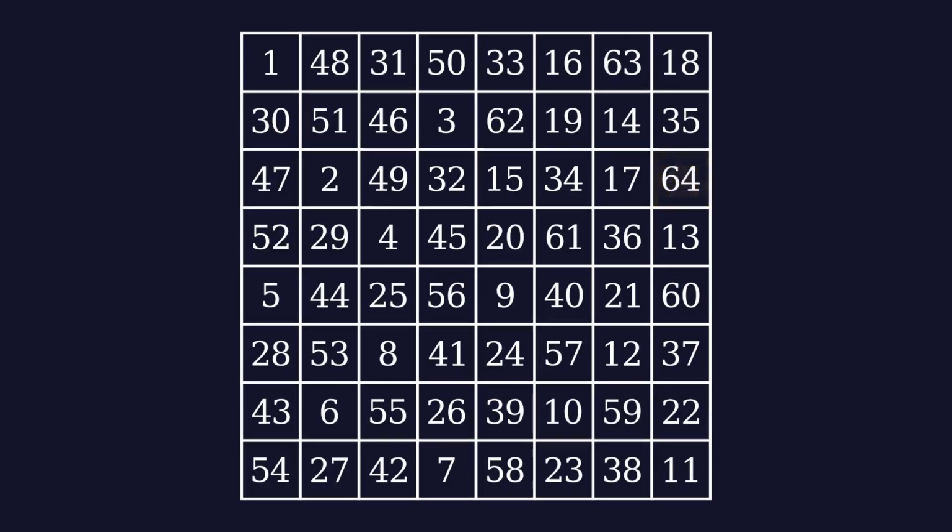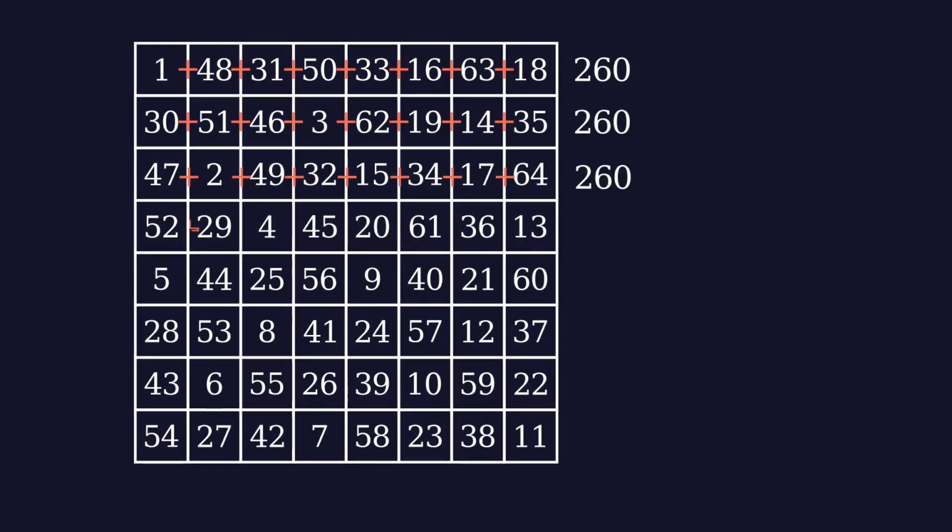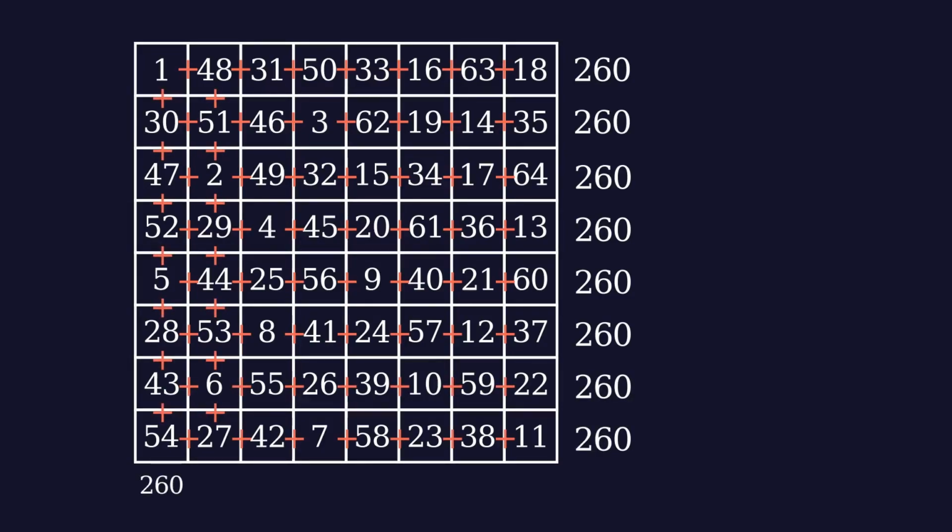Now something interesting occurs. When we examine the sums of the numbers assigned to each square in each row, we find that the sum of the numbers in the first row is equal to 260. The sum of the numbers in the second row is also 260. In fact, the sum of the numbers in every row on the board is equal to 260. Similarly, the sum of the numbers in each column is also equal to 260.